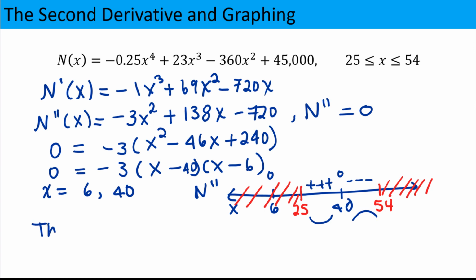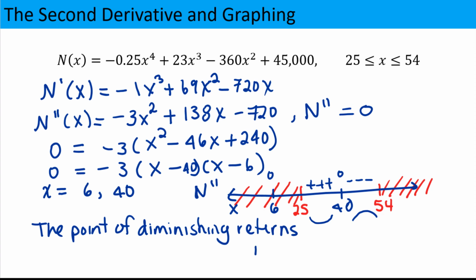The point of diminishing returns is the ordered pair 40 and the function evaluated at 40. The instructions stated to find the maximum rate of change, and to do so, compute N of 40 on your own. When you do, you should get the number 301,000. You put 40 into the original function.